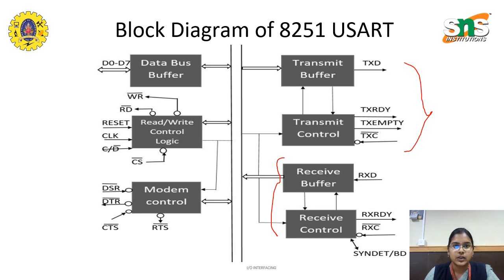On the left hand side, you can see we'll be having the data bus buffer, that is from D0 to D7, and read write control logic, where we can perform read and write, clock, reset, control selection, etc. And the main part of the architecture is modem control. Here we will be having the data set, data transmit, and control read set and receiver transmit, etc.